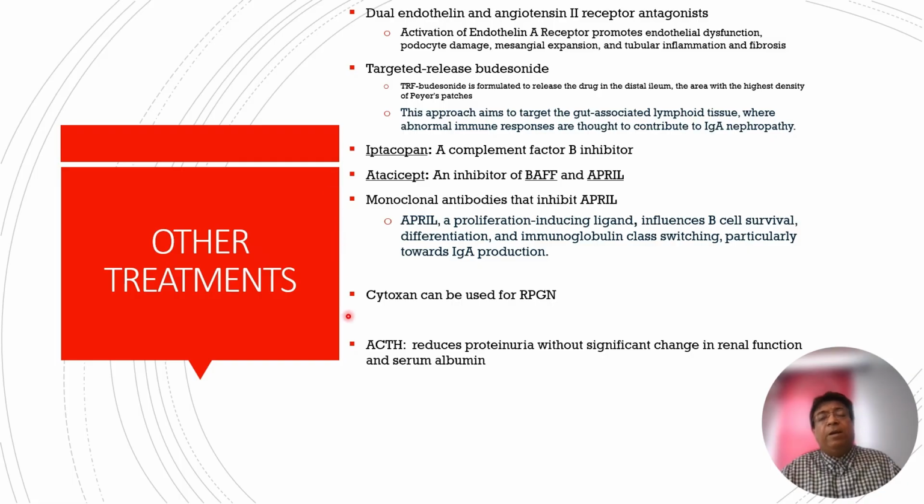Of course, if you have RPGN, then Cytoxin may be the best immunosuppressive agent to utilize. ACTH has been used in IgA nephropathy. It does reduce proteinuria without significant change in renal function and serum albumin, but it's probably a drug to use if others have failed.